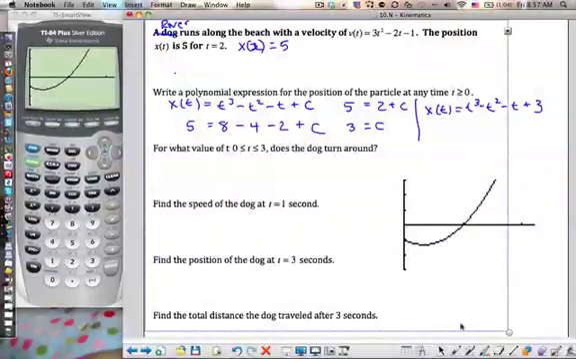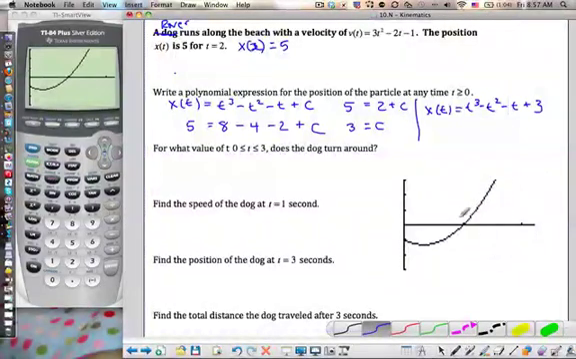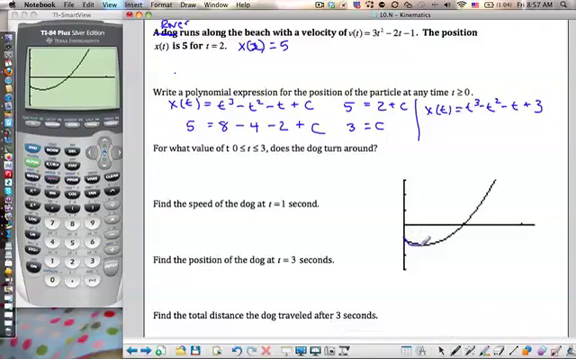Okay, so this is the velocity curve. This right here means the dog was running back, maybe away from the ocean or something like that. Right here, the dog's velocity is 0. And then right here, he's running towards the ocean or something. So he turned around right there.